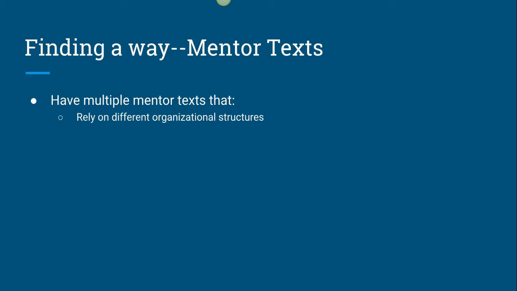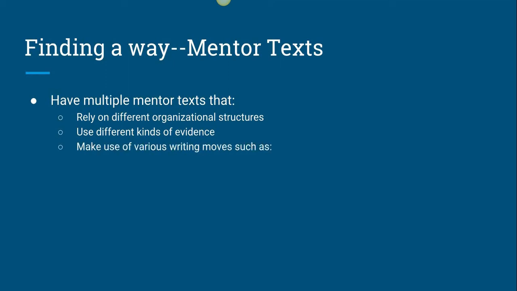Bring in texts that rely on different organizational structures so that students have freedom to imitate different patterns, and texts with different kinds of evidence that will give them options to emulate when they support their positions. And they should have different styles and voices so that students have a wide variety of writers' moves to try for themselves. Moves like intentional use of syntax.